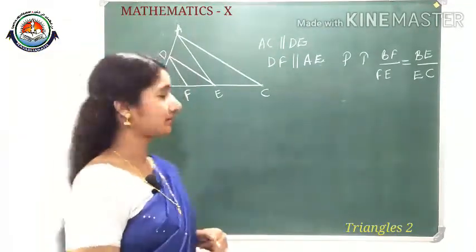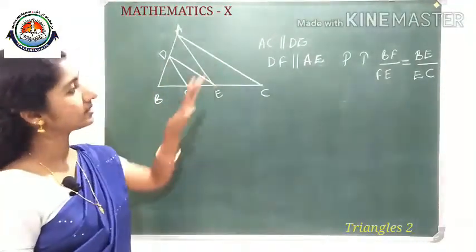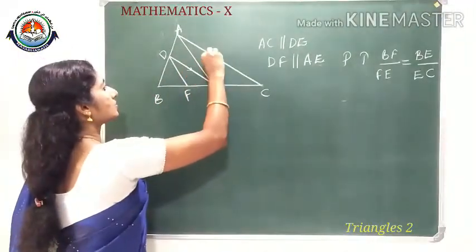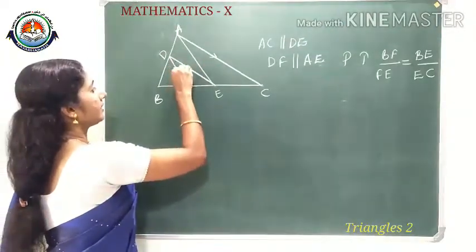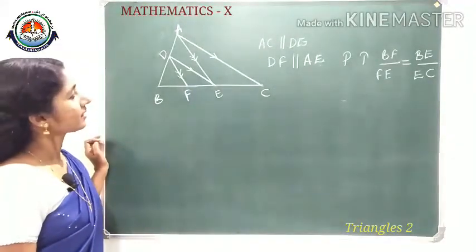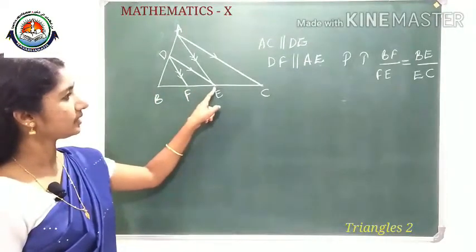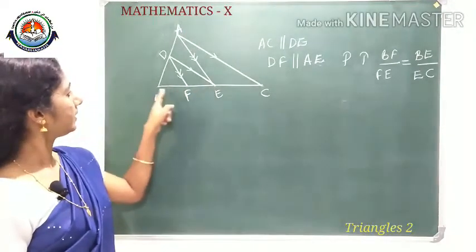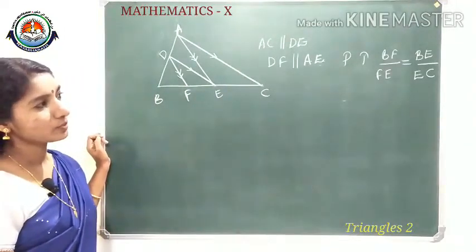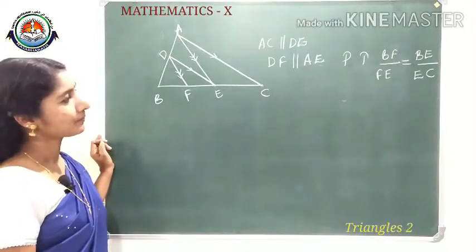So one problem is given like this. See, one figure is given and the explanation of the figure is given there. DE is parallel to AC, these two are parallel lines, and DF is parallel to AE. We need to prove BF by FE is equal to BE by EC. So your aim is to make an equation including BF, FE, BE, EC, isn't it?